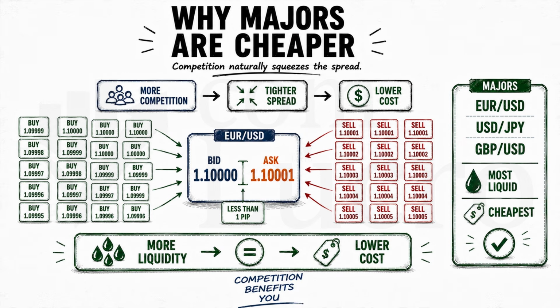When a market is that deep, three good things happen for you. The first is tight spreads. With so many players competing for your trade, nobody can afford to charge you a wide gap. Someone will always undercut them. The majors are the most liquid pairs, so the majors are the cheapest. That's the whole link, right there.